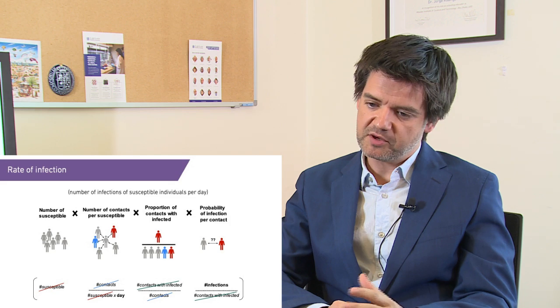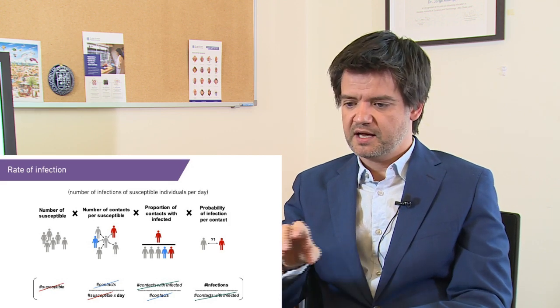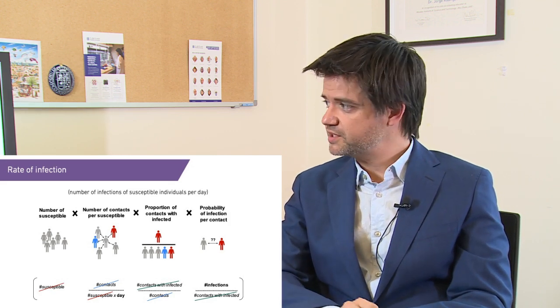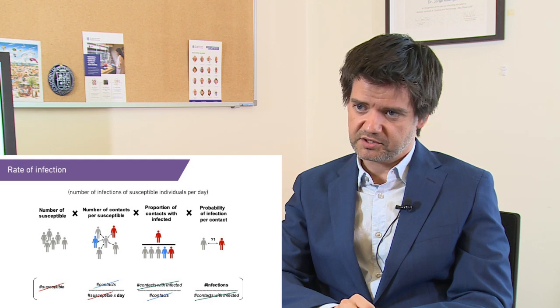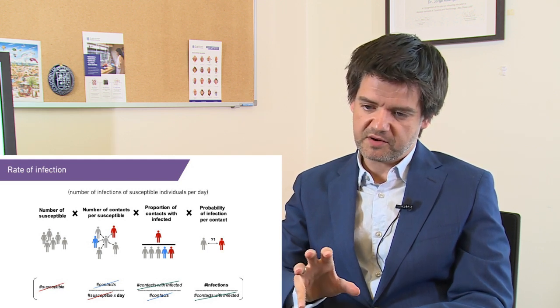If you see the first term on the left, the people in gray, they are all the susceptible individuals. I think we have to show the slide. Is this the correct slide we're showing? Yeah. So the susceptible individuals, which are the ones in gray, okay?